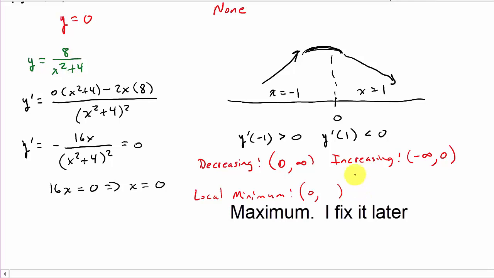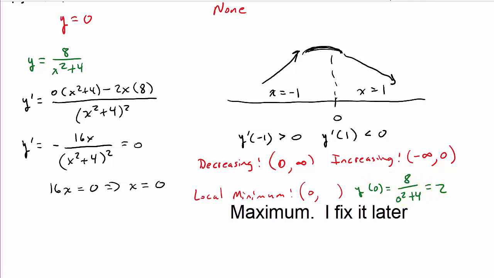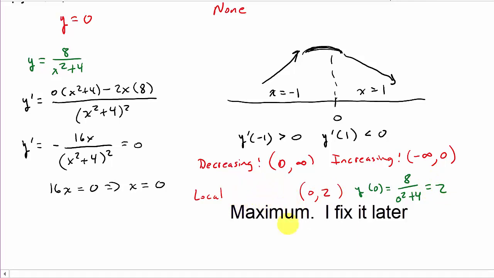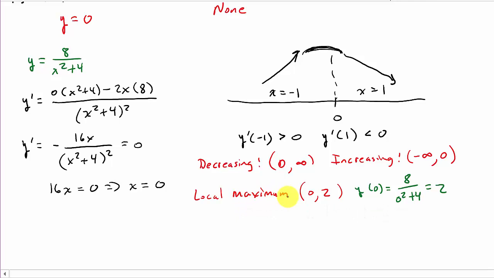So if I do y of 0, that's 8 over 0 squared plus 4, which gives me 2. So there's my... and you know what I did? I realized that now I wrote local minimum. This is a local maximum. Okay. All right.